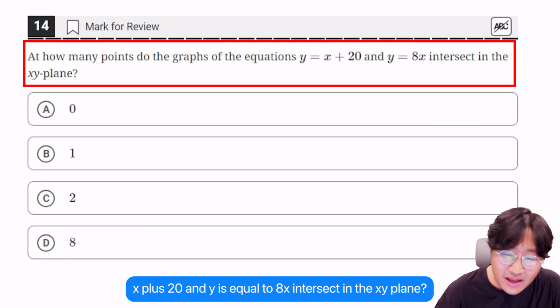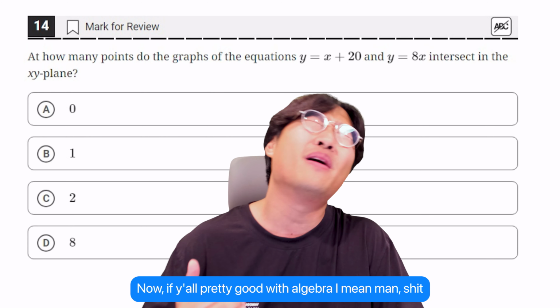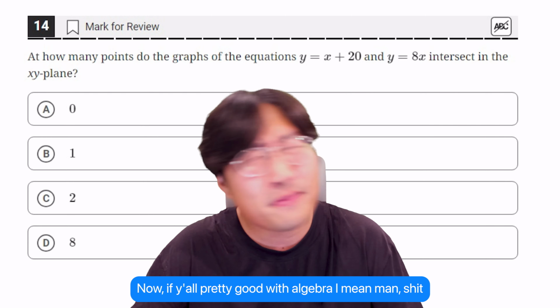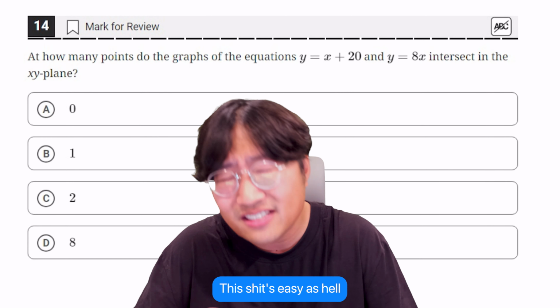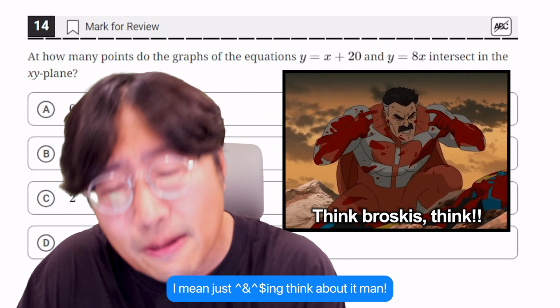Number 14, at how many points do the graphs of the equations y is equal to x plus 20 and y is equal to 8x intersect in the xy plane? Now, if you're pretty good with algebra, you don't even have to be good. This is easy. I mean, just think about it.